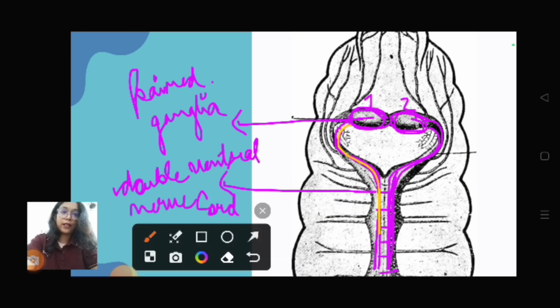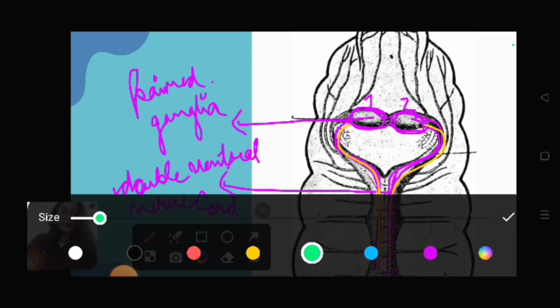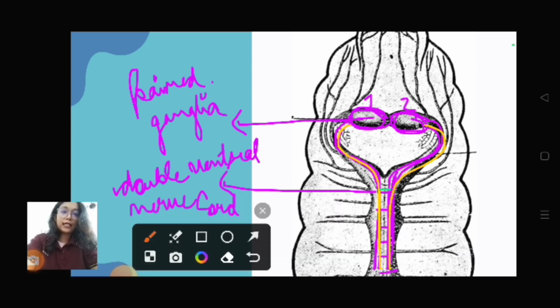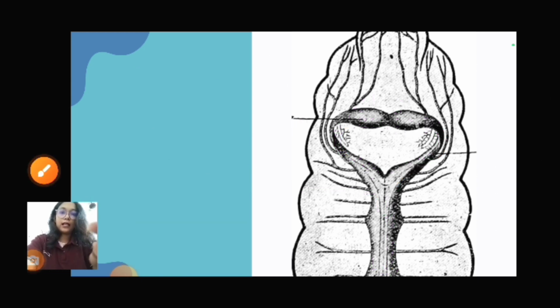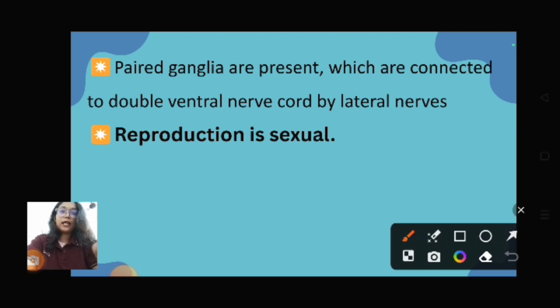This is the double ventral nerve cord which is connected to the paired ganglia, and this is again connected by lateral nerves. Is it clear? Okay. Now again let's see the point. Paired ganglia are present which are connected to double ventral nerve cord by lateral nerves. Is it clear? Okay, then moving on to the next point. Reproduction is sexual reproduction. You can see sexual reproduction in this case.